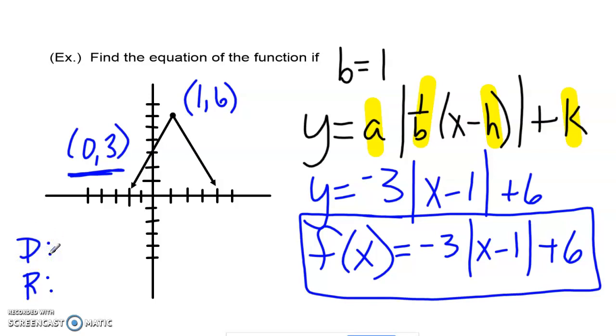Absolute value domain is always negative infinity to positive infinity, unless they give us a restricted domain. And then our range, remember I said your range is determined by your vertex, so it's either going to be the y-coordinate. It's either going to be 6 to positive infinity or negative infinity to 6. Because it opens down, it's all the values less than 6. So our range is going to be negative infinity to 6.